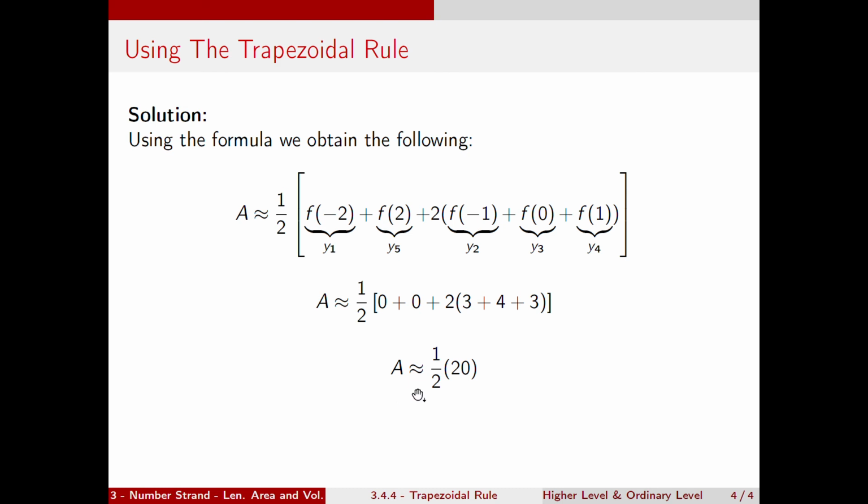We see then that the area is approximately equal to half times 20, giving us that the area is approximately equal to 10 square units. And using calculus, we can actually find that the actual area is equal to 10.667 square units. So we can see that without a lot of work, we came up with quite a good approximation.